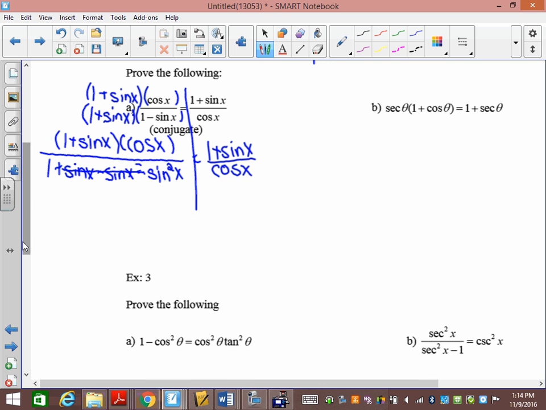Here I'm going to get that. I'm not going to change it. I'm not going to put it together. And on the bottom, I have 1 minus sine squared x, right? Here I have 1 minus sine squared x. What can I replace 1 minus sine squared x with?